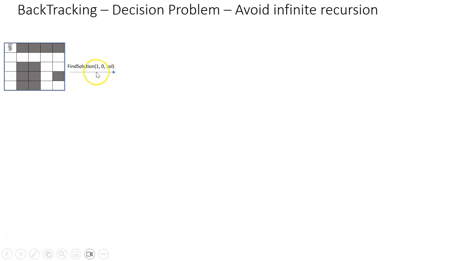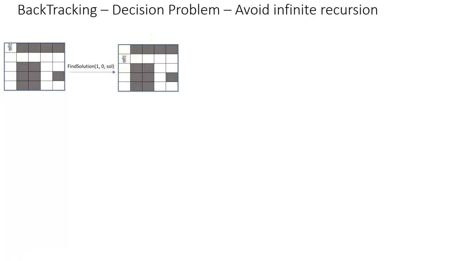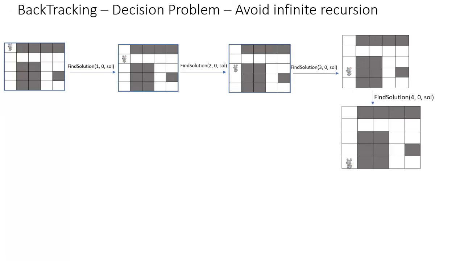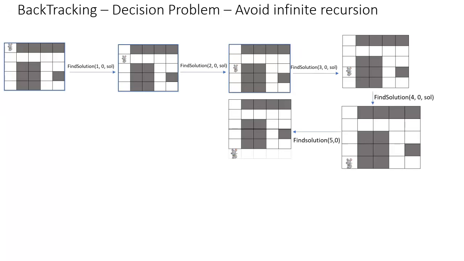That means x is going to get increased to 1 and y is 0, which means the rat has moved 1 position down. So from this again it is going to try x plus 1. It is a recursive call. So it is going to again call 2, 0. It will go to 3, 0, it will go to 4, 0. Till now there is no challenge. It will also go to 5, 0, but 5, 0 is outside the matrix.